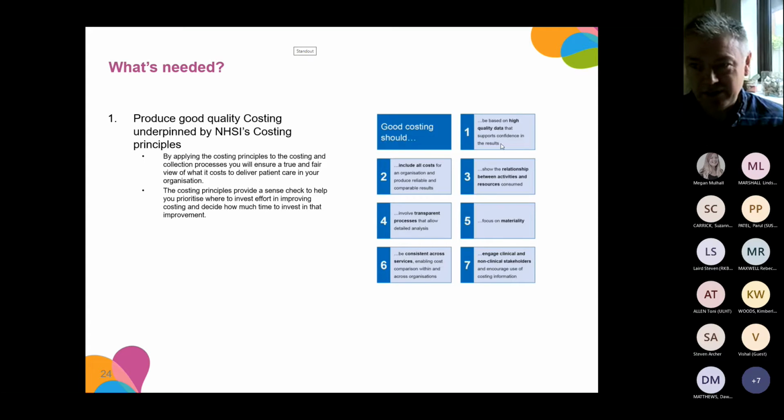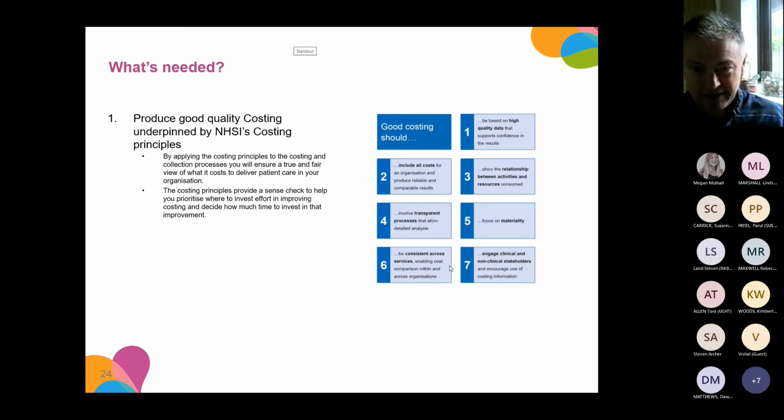So it should be based on high quality data. It should include all of the costs. It's got to show the relationship between activities and the resources consumed. To get clinical engagement, we need transparent processes that allow detailed analysis. We tend to focus on the materiality, and we always do. We'll look at the biggest procedures that we do and look at the materiality of the costs within that. It's got to be consistent across all services.